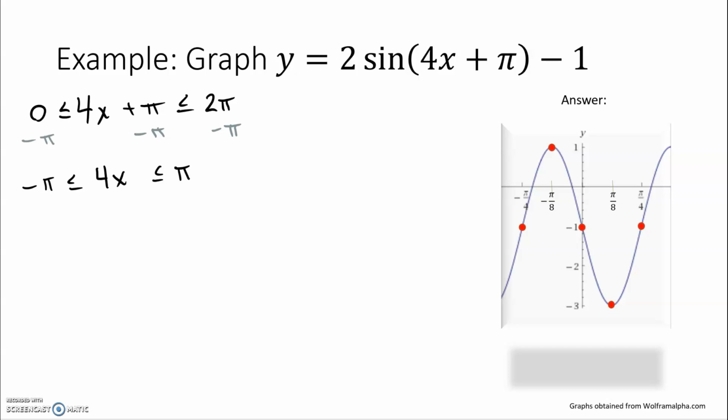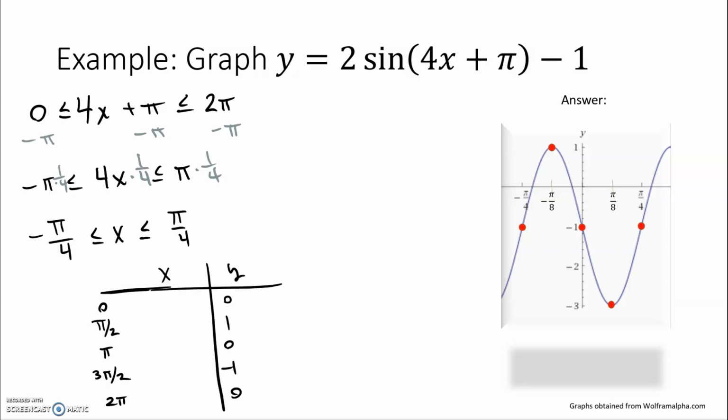Then I can divide by 4, which is the same thing as multiplying by 1/4. So I'll do that to each one of these. So I'll get negative pi over 4 less than x less than pi over 4. Okay, then I set up my t-table. And remember, we're always going to have our angles between 0 and 2 pi. So 0, pi over 2, pi, 3 pi over 2, and 2 pi going around that unit circle.